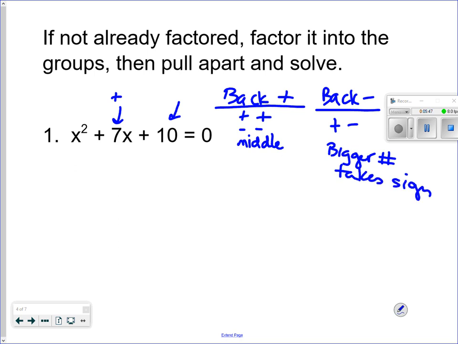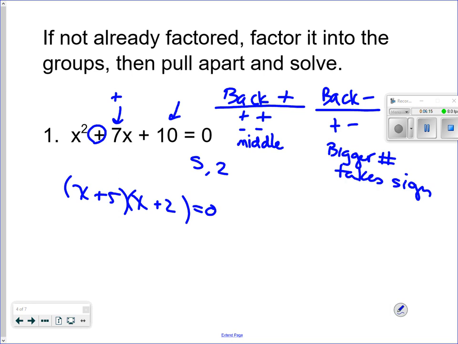So for this first example, you've got the number of 10. Think of two numbers that multiply to give you 10 that add to give you 7. We're going to use 5 times 2. So we can go ahead and put in our 2 parentheses. Remember, x squared always breaks into x times x. We're going to use 5 and 2. Since our sign in the middle is plus, we're going to use both plus plus. Plus 5 plus 2. Set it equal to 0.